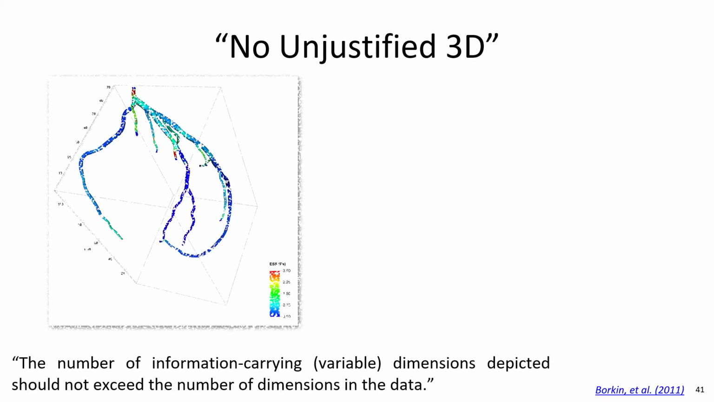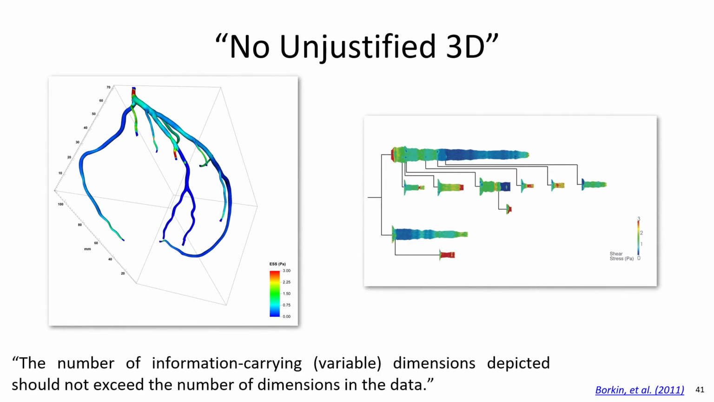Michelle Borkin did a bunch of research, including on non-justified 3D. One of the things that a lot of cardiologists look at would be, here is an artery, here is the blood flow through the artery, and they're trying to figure out where there's any kind of clotting, where people might have a heart attack. Okay, you might suffer a stroke. It's kind of an important domain.